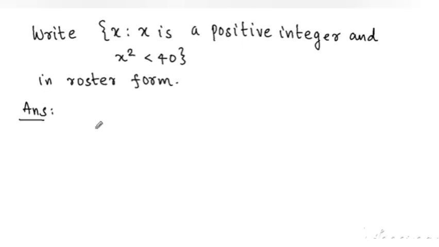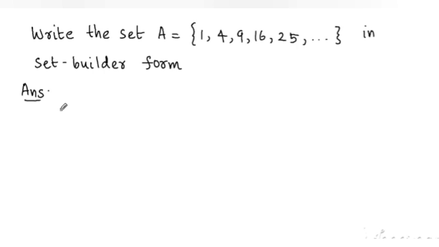Hope you understood this problem. Now we can do another problem. Write the set of all x such that x is a positive integer and x squared is less than 40 in roster form. We have to identify the positive integers whose squares are less than 40. 1 squared is 1, 2 squared is 4, 3 squared is 9, 4 squared is 16, 5 squared is 25, 6 squared is 36, all less than 40. But 7 squared is 49, so that will not be in this collection. So this is the required set.